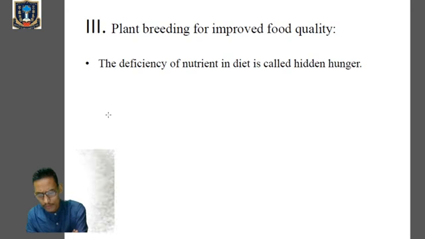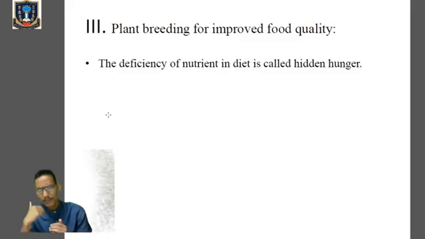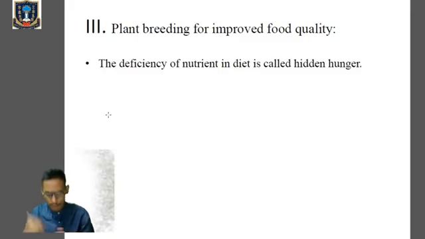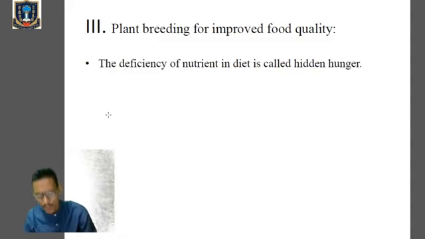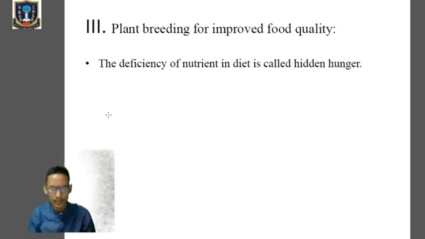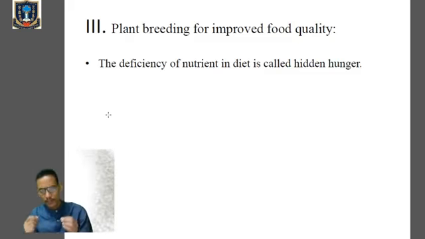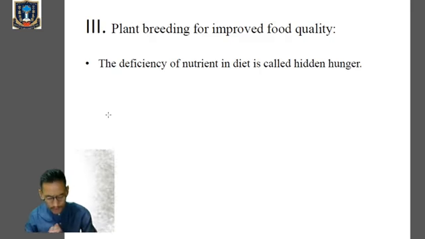Now, next we'll discuss plant breeding for improved food quality. Okay. Now, in spite of substantial increase in food production in terms of quality and quantity, more than 840 million people in the world do not have adequate food to meet their daily requirements. A far greater number is not getting quality food. About 3 billion people in the world suffer from micronutrient, protein, and vitamin deficiencies. The deficiency of nutrients in the diet is called hidden hunger.